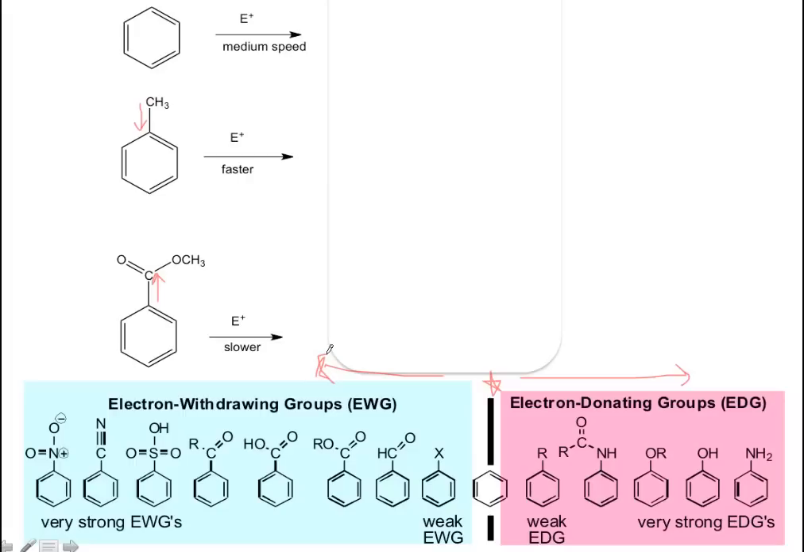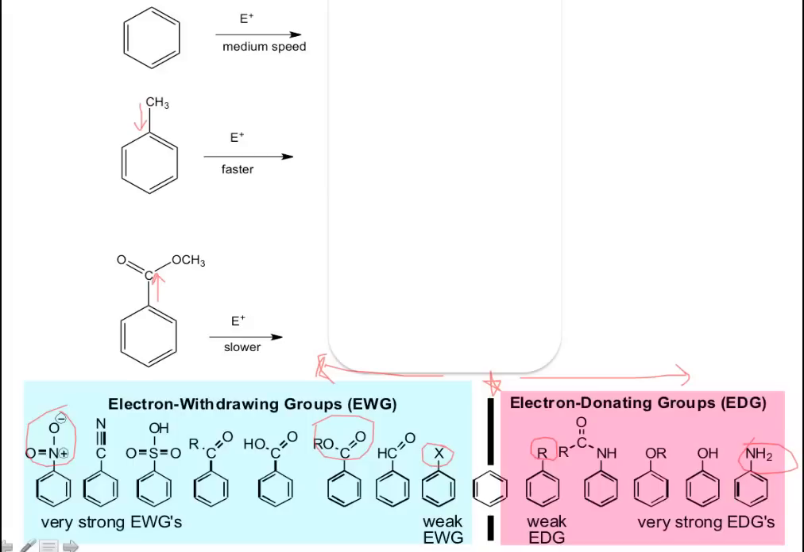And not only that, but all electron withdrawing and donating groups are not created equal. Whereas a methyl group, an R group, is a weakly electron donating group, something like an NH2 group is a very strongly electron donating group. Likewise, not all electron withdrawing groups are equal. A halogen on a ring is a weak electron withdrawing group. But carbonyl groups such as our ester are stronger, and nitro and cyano groups are the strongest of all.